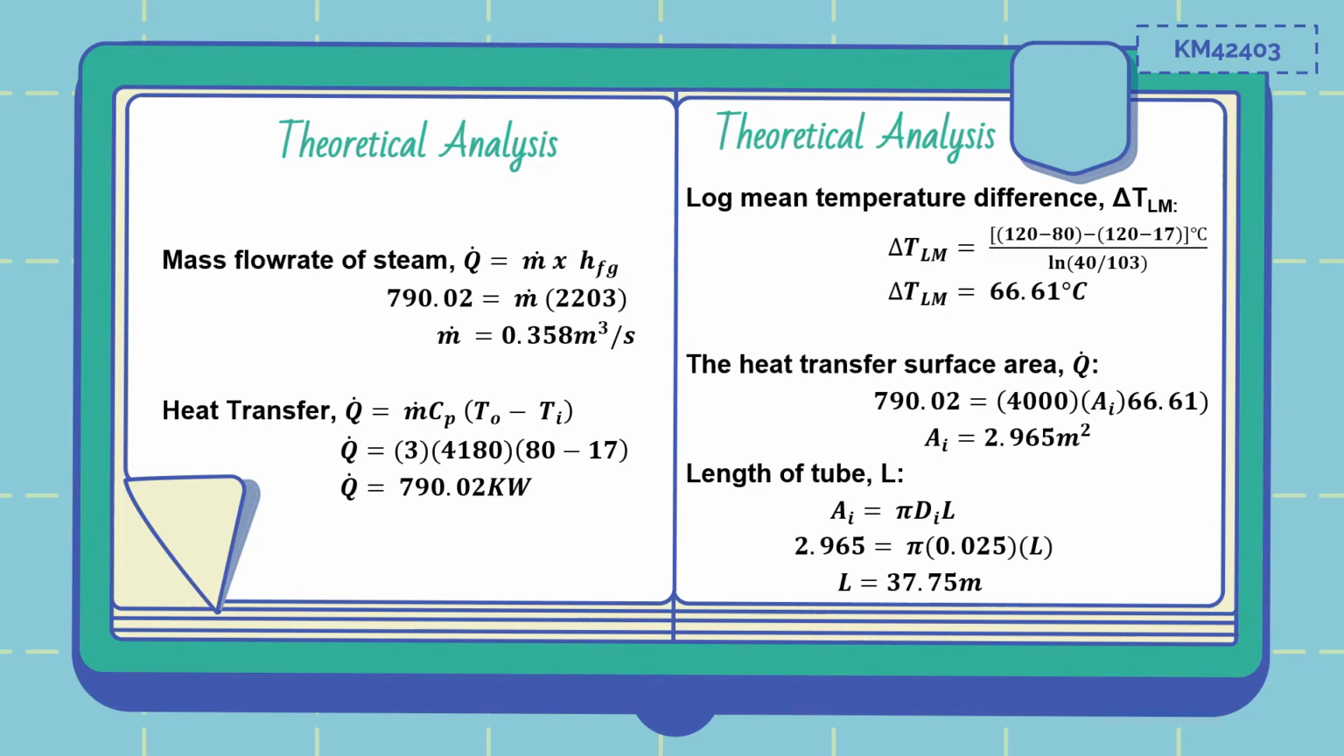According to the calculation shown, to heat water to 80 Celsius with a cross-section of 2.965 meters square, a 37.75 meter length of heat exchanger tube was required. The flow rate of steam was also determined to be 0.3586 meter cube per second.